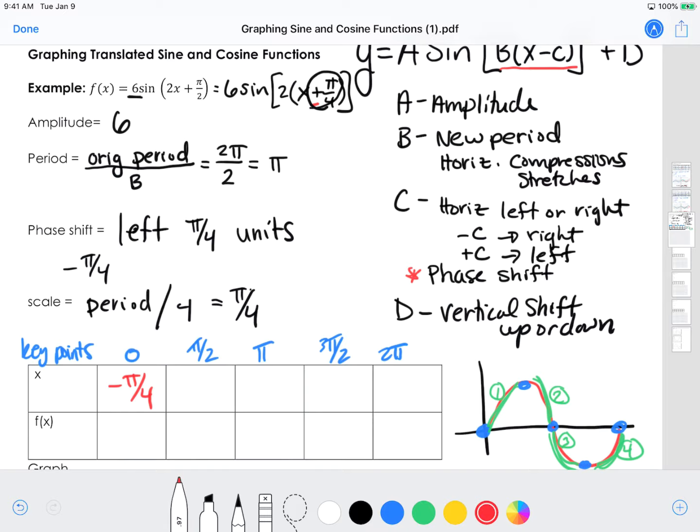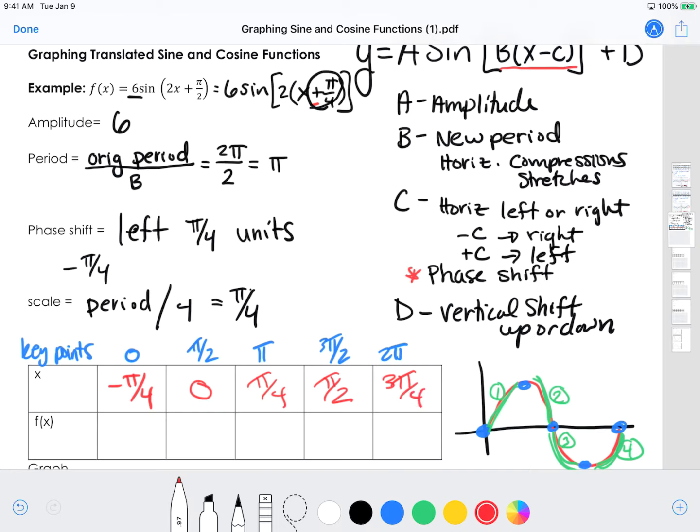So in this case, we're adding pi over 4. If I start at negative pi over 4 and I add pi over 4, that's going to give me 0. And then if I add pi over 4 to 0, that's going to give me pi over 4. And then if I add pi over 4 again, that's going to give me pi over 2. If I add pi over 4 again, that's going to give me 3 pi over 4.